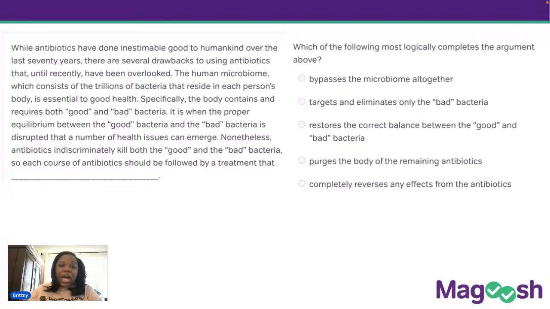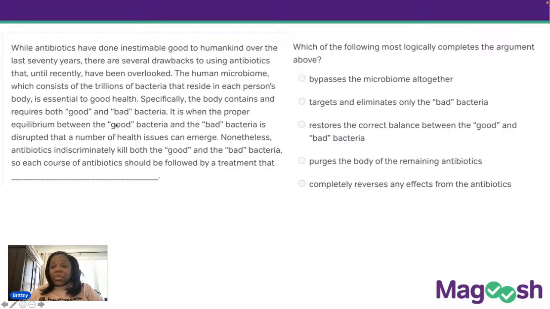All right. Answer choice B, it's tempting. It says targets and eliminates only the bad bacteria. That's tempting, right? Like, oh yeah, that makes total sense. Okay, we want to eliminate the bad, or we want to have a treatment that eliminates the bad bacteria. However, you have to be careful. And this is why it's so good to predict, right? Because if I was just looking at these answer choices, I would immediately be drawn to B because we want to target and eliminate bad bacteria. It makes logical sense. I would select B and move on.